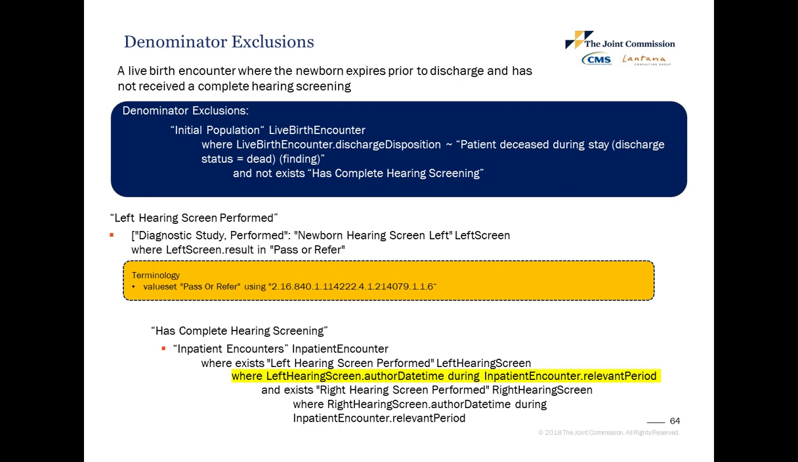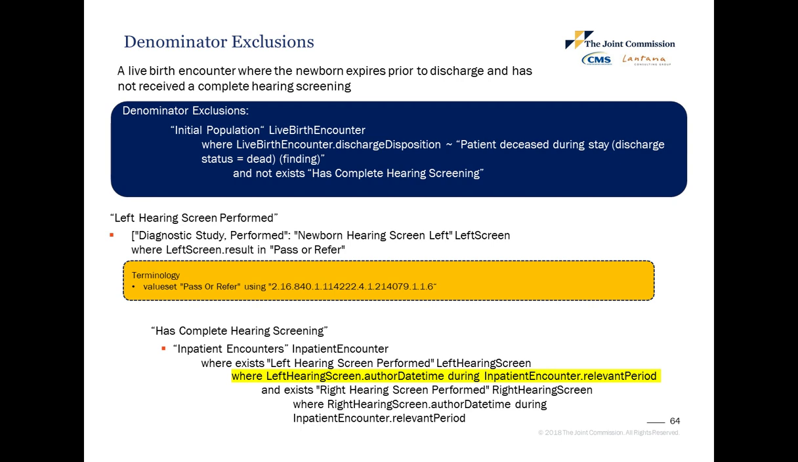The diagnostic study performed data type is used to document completion of the diagnostic study indicated by the QDM category and its corresponding value set. Here we're looking to see if a hearing screen of the left ear was performed by identifying LOINC codes from the newborn hearing screen left value set, where the result of the left hearing screen was a code from the pass or refer value set. The pass or refer value set is comprised of SNOMED CT codes that represent findings that indicate either normal findings on the hearing examination or that a referral is needed.